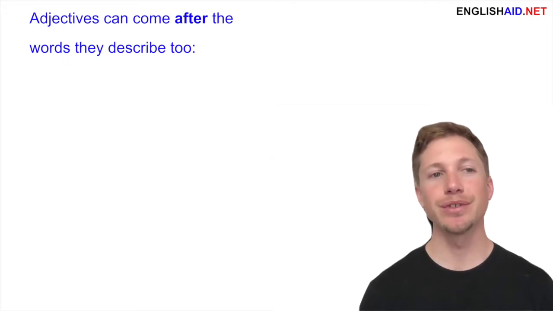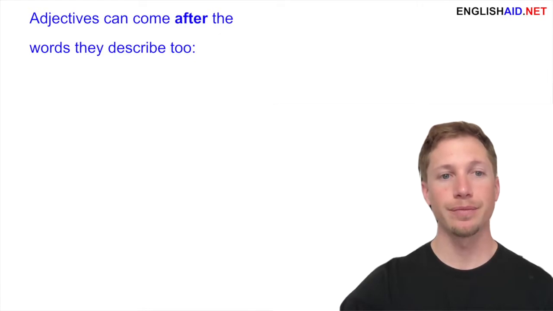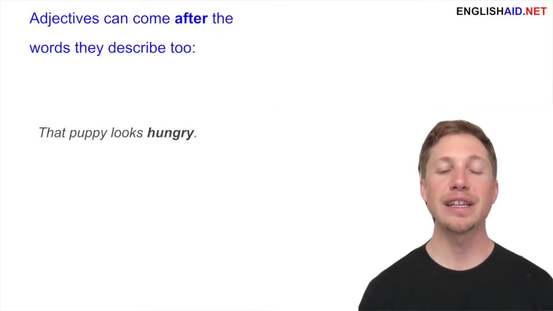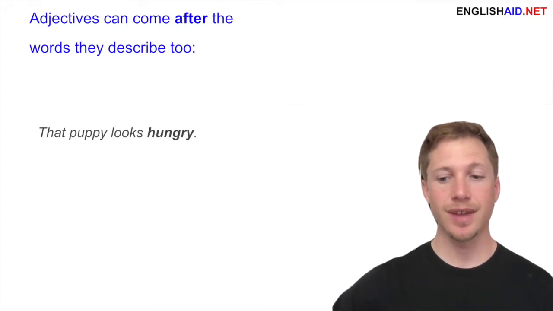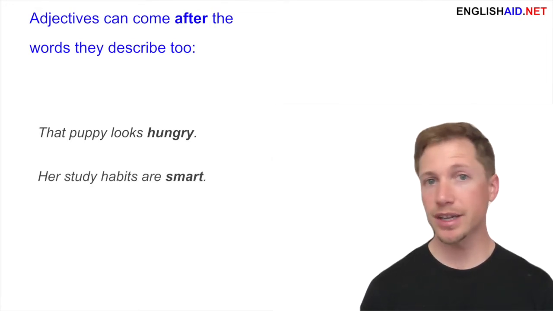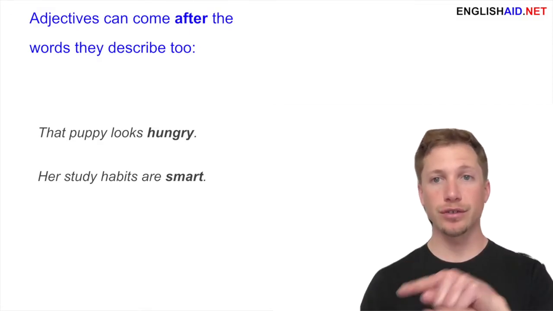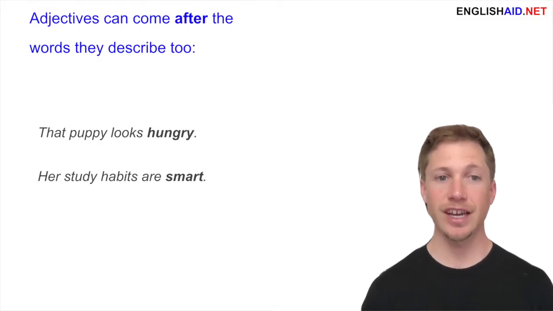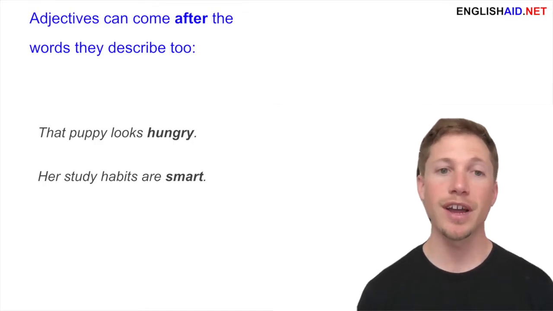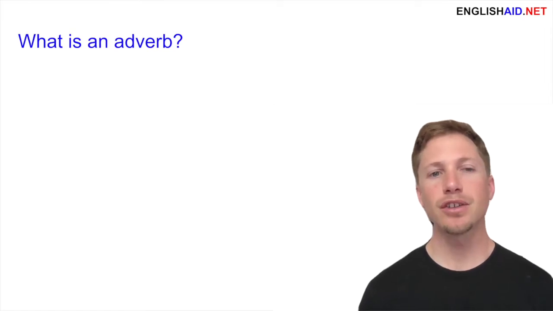Here are some examples of adjectives that come after the word that they describe. That puppy looks hungry. And her study habits are smart. Again, almost the same sentence as before, but now we've reversed where we place the adjective. As you can see here, hungry and smart are at the end. Now let's go on to adverb.